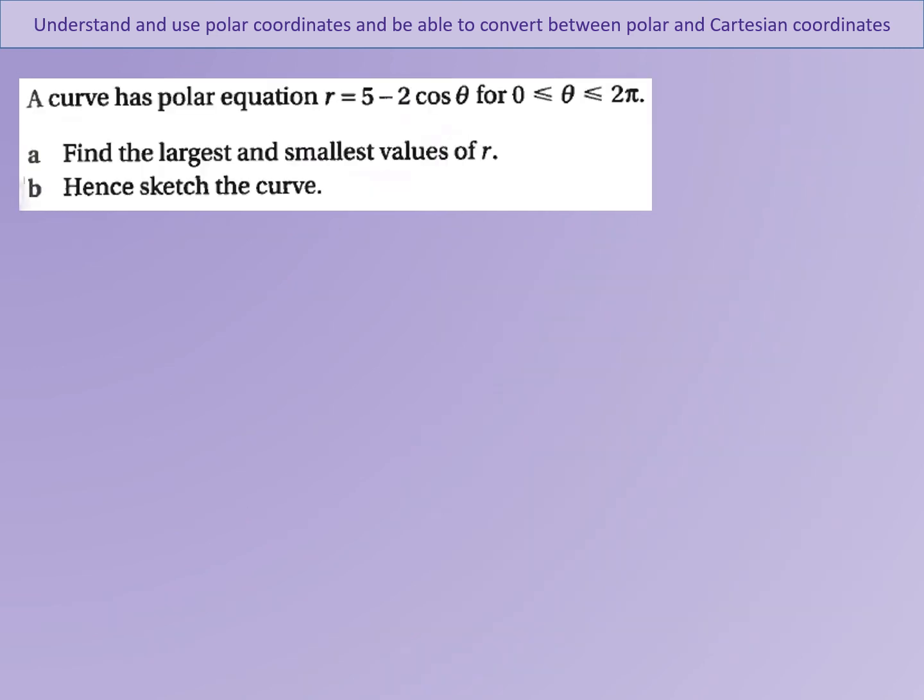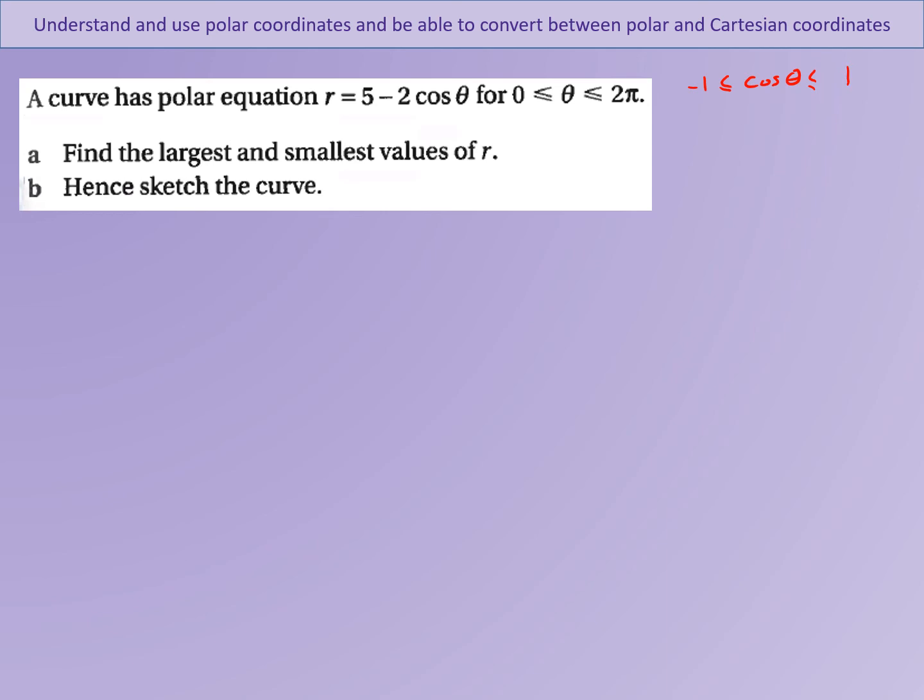We're now going to consider the curve with polar equation r equals 5 minus 2 cos theta for values of theta between 0 and 2 pi. We want to find the largest and smallest values of r. So if we were able to differentiate, we could use differentiation for this. However, we can also use the fact that cos theta has a minimum value of -1, a maximum value of 1.